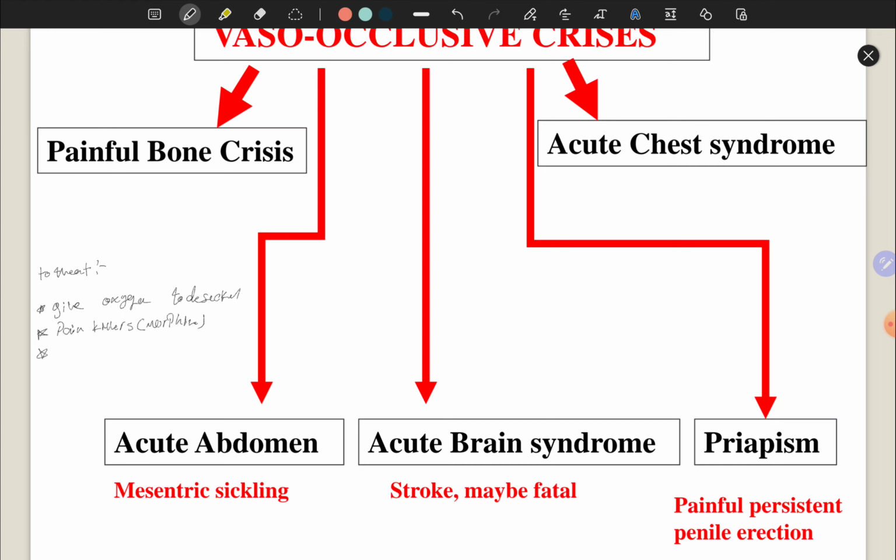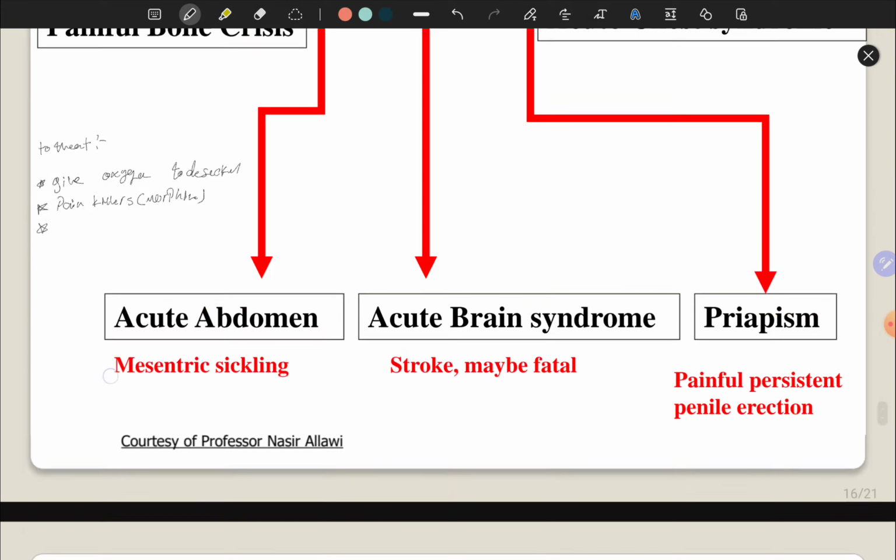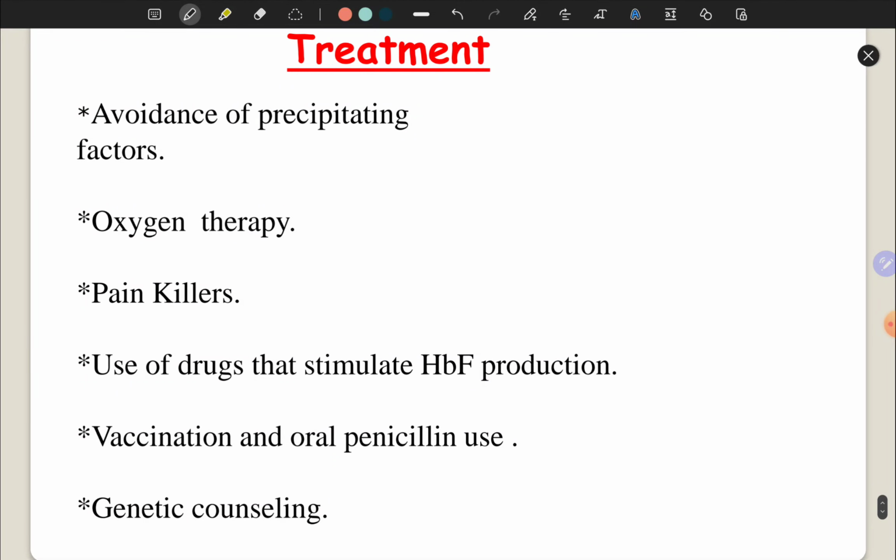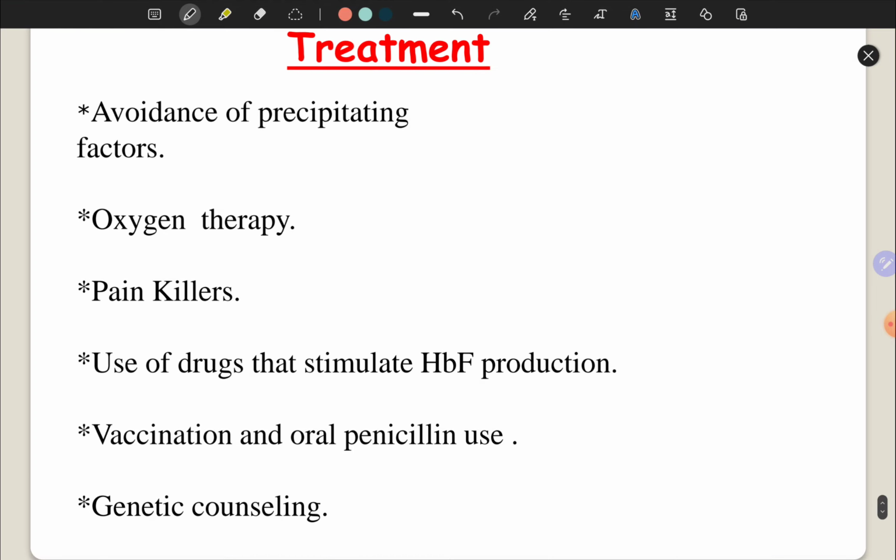Is there gene therapy? There's gene therapy, and also there is marrow transplant. So as you said, there's avoiding the precipitating factors, oxygen therapy, painkillers, use of drugs that stimulate hemoglobin F production to reduce the sickling, vaccination, and oral penicillin use, because one of the organs that will be impacted early in childhood is the spleen.